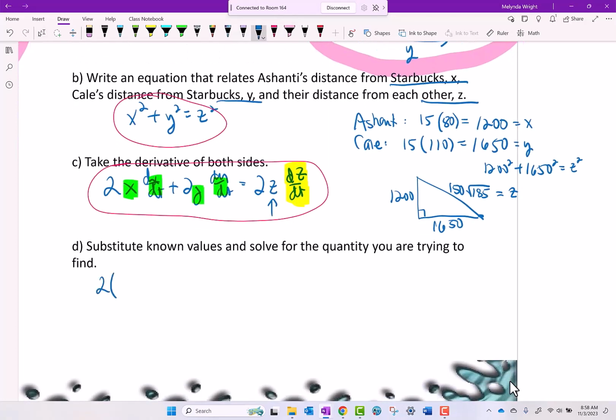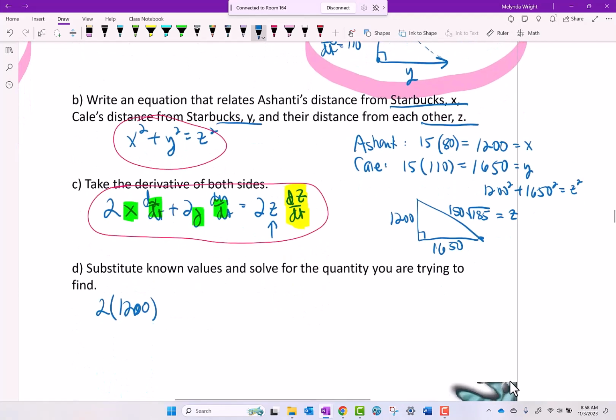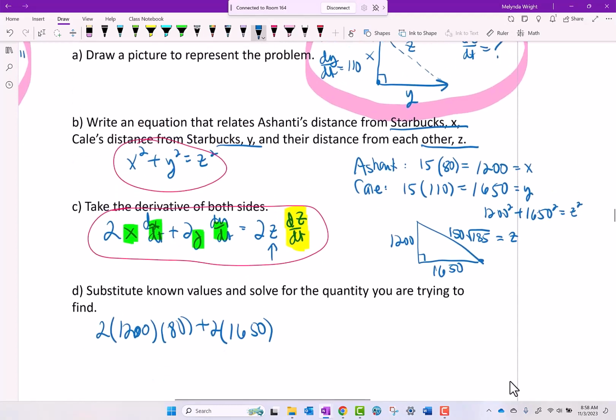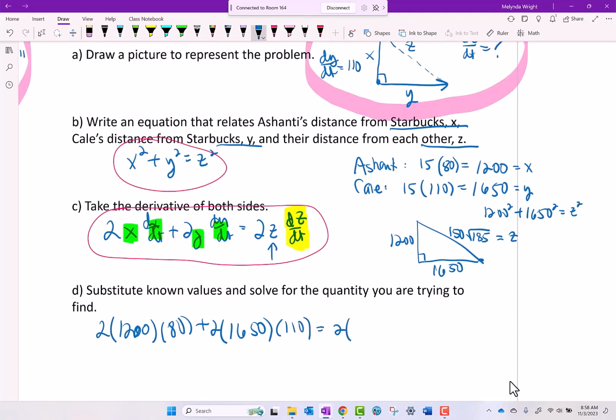Again, we would have a calculator. So 2 times 1200 times, let's see, what was dx/dt? dx/dt was 80, plus 2 times y, which was 1650, times dy/dt, which was 110. Equals 2 times the z value, which was 150 root 185, times dz/dt, which is what we're solving for.